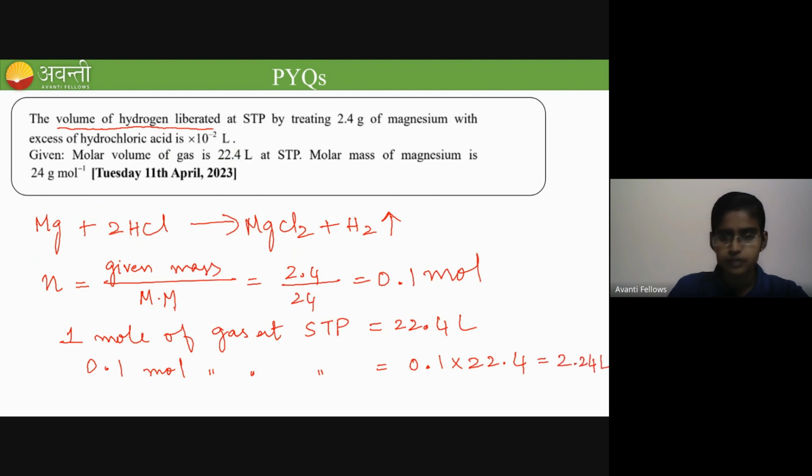Right? So this is equal to 2.24 liter. And we can also write this as 224 into 10 to the power minus 2 liter. Okay. So the answer will be 224 into 10 to the power minus 2 liter. This is how we have to calculate. And moving on to one more question.